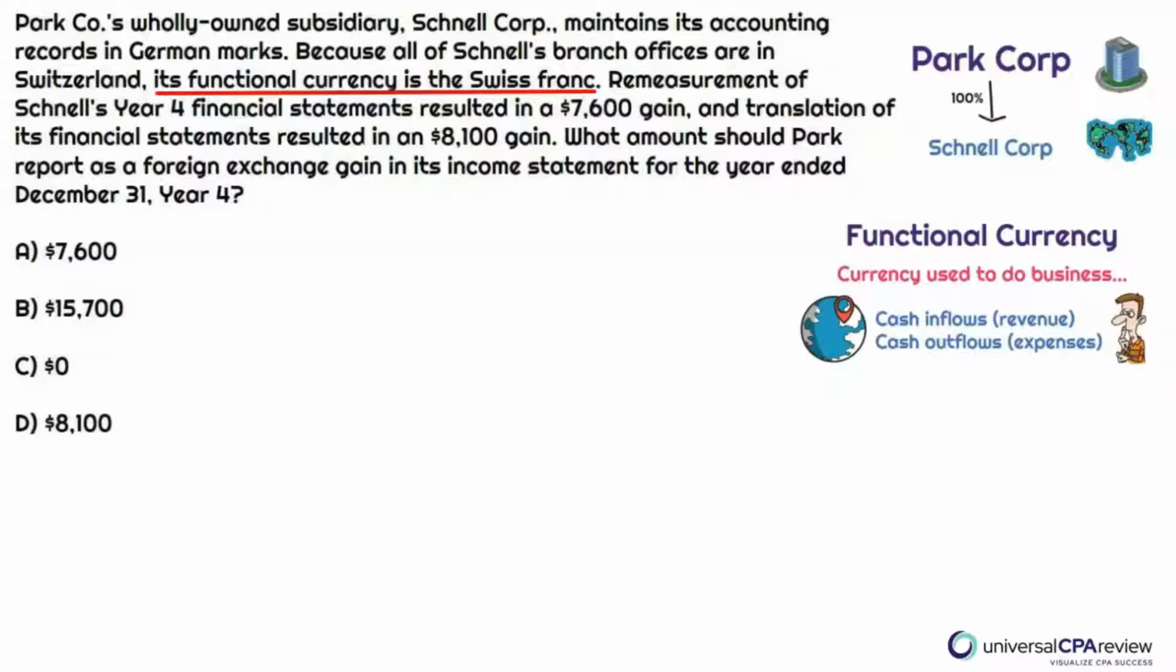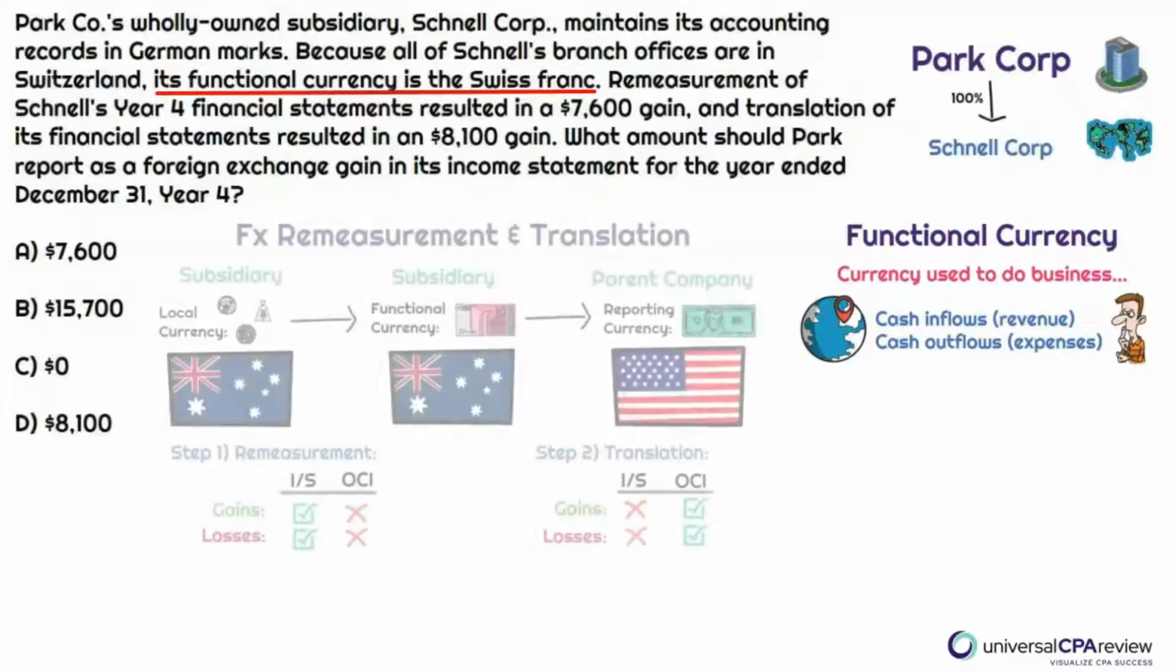When we think about the functional currency, that's the primary currency used to do business, right? Revenues, pay employees, pay suppliers. So functional currency here is the Swiss franc, but they maintain all of their accounting records in German marks, right? So we'll have to figure out what to do with that.